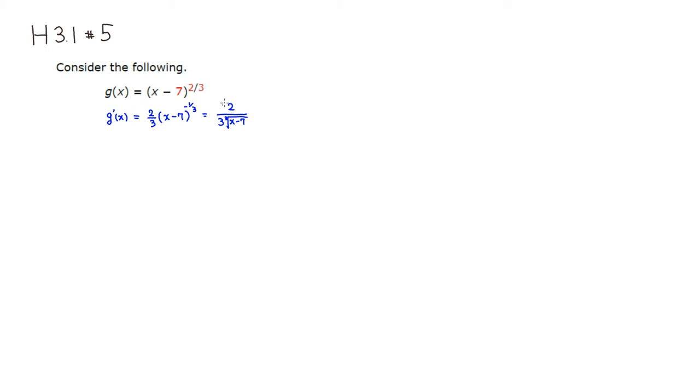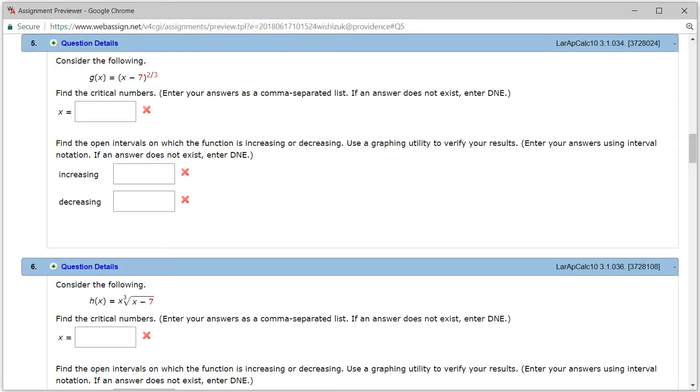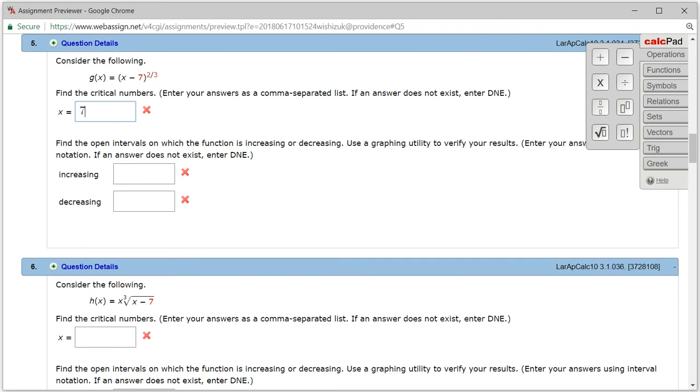As you can see, the numerator is 2, so this is never equal to 0. But when x equals 7, the denominator becomes 0. So we know that g prime of 7 is undefined, which means that x equals 7 is a critical number. So let's type it in: x equals 7 is a critical number.